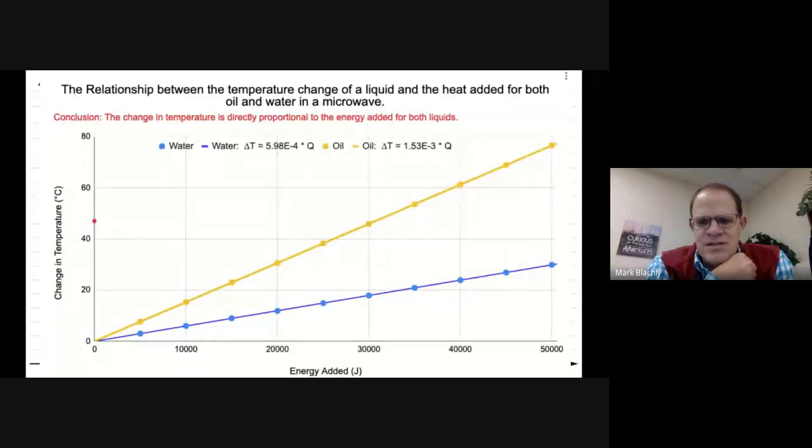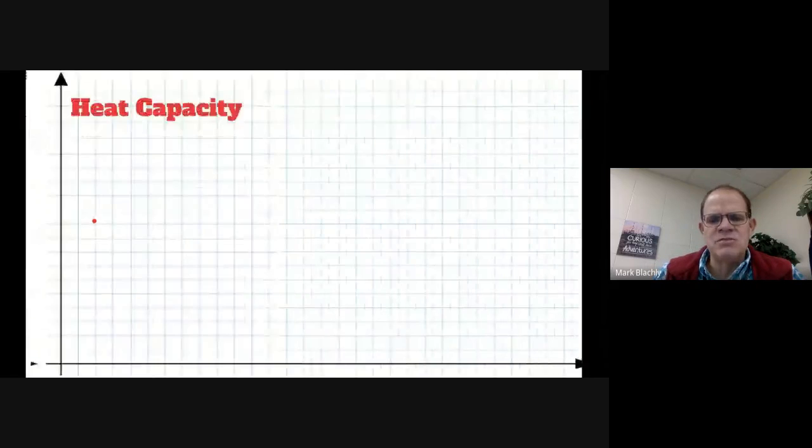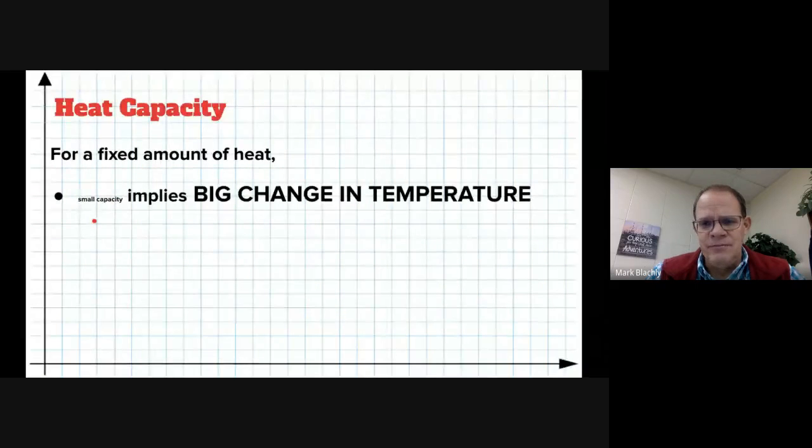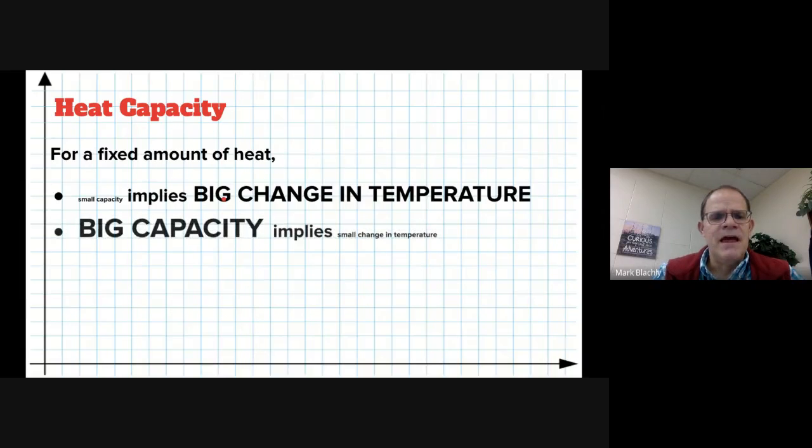Okay, does that sort of make sense? So every substance is able to hold different amounts of heat depending on how the molecules are arranged, how they can spin and vibrate and stuff, okay? So if we have a fixed amount of heat, if something has a small capacity, it means there's going to be a big change in temperature. And if it has a big capacity, we're going to get a small change in temperature.